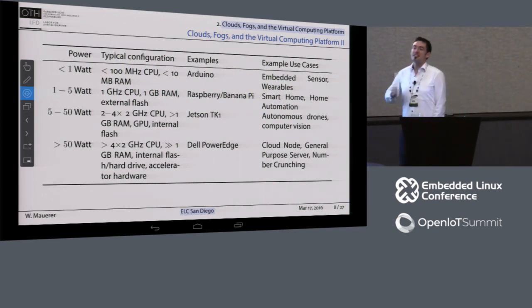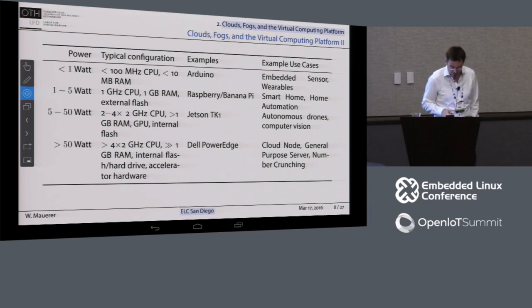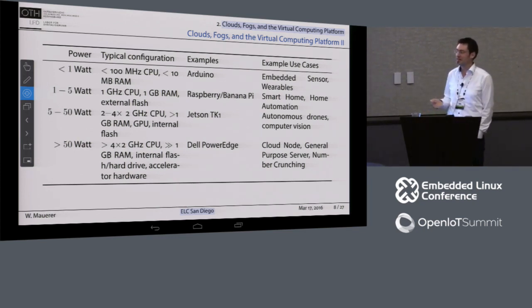Good, so since the Internet of Things is still a very imprecisely defined term, let me make a brief detour to explain what I understand by Internet of Things class devices. I find it useful to classify systems by power consumption, because that gives a fairly nice hierarchy. So we have these very small systems that consume less than 1 watt of power, have less than 100 megahertz of CPU frequency, and less than 10 megabytes of RAM. Really small systems like Arduinos that are used as embedded sensors or as wearables.